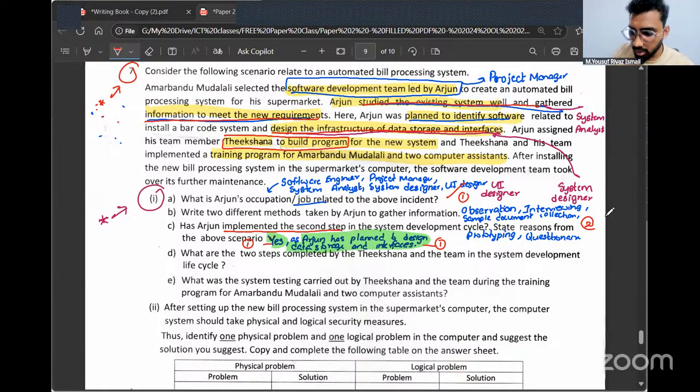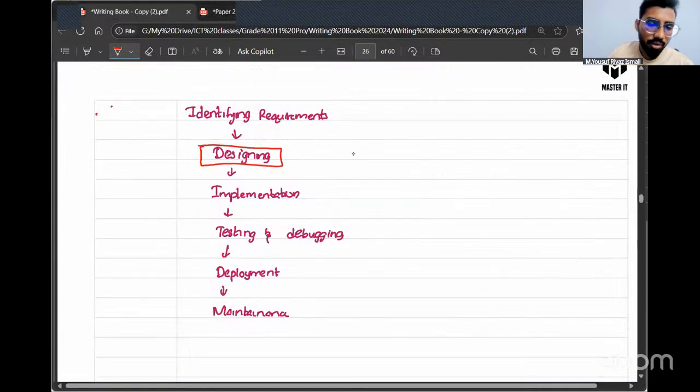I mentioned the whole highlighted thing. Yeah, that was better. Like Arjun has planned to identify the software related to installing barcode. The whole thing was fine. I put the designing software system. I put the designing system as the reason, so it's wrong. Wrong. You know how do you know that he has only planned, not yet implemented? Okay, so basically, I told you another name for the designing phase. What is the other name for the designing phase?